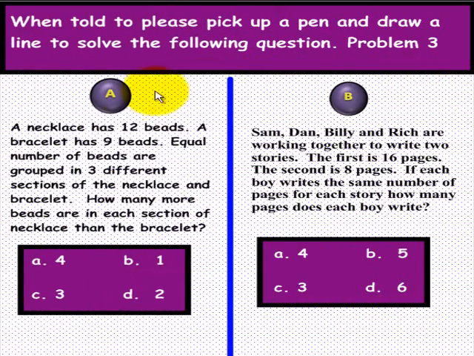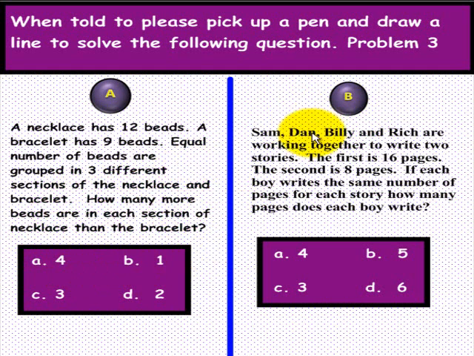Problem 3 is broken out into 2 parts, A and B. For A, listen carefully. A necklace has 12 beads. A bracelet has 9 beads. Equal numbers of beads are grouped in 3 different sections of the necklace and the bracelet. How many more beads are in each section of the necklace than the bracelet? And you need to underline the correct answer below. This is a tricky one.